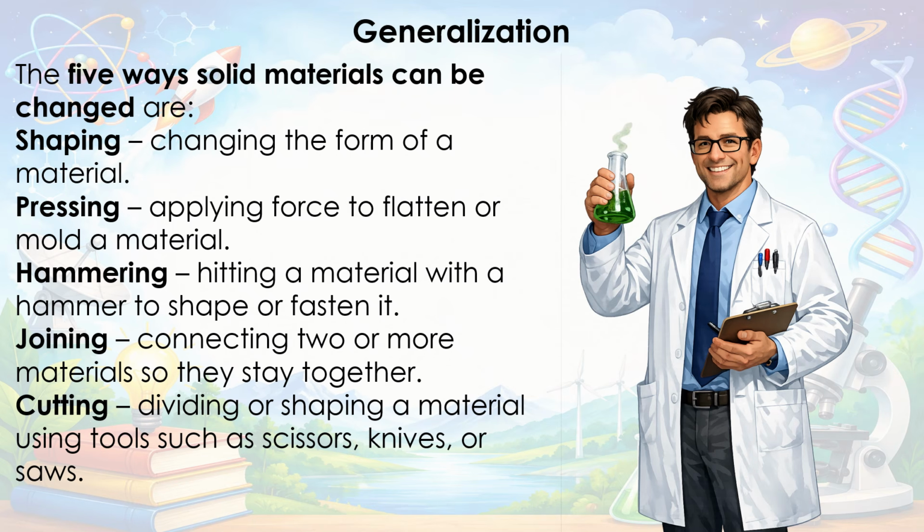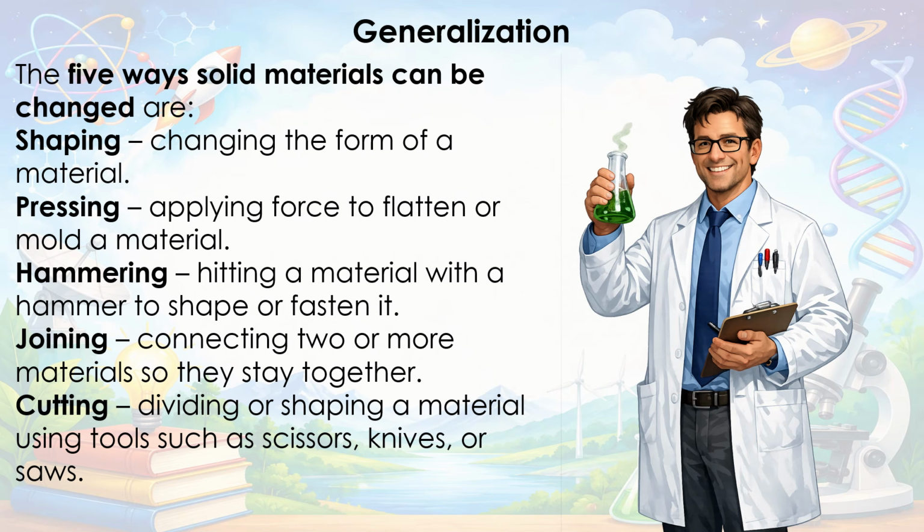Shaping. Shaping means changing the form of a material. Example, making a clay flower pot. Second, pressing. Pressing means applying force to flatten or mold a material. Example, flattening dough. Third, hammering. When we say hammering, it means hitting a material with a hammer to shape or fasten it. Example, using a hammer to drive a nail into a wood.